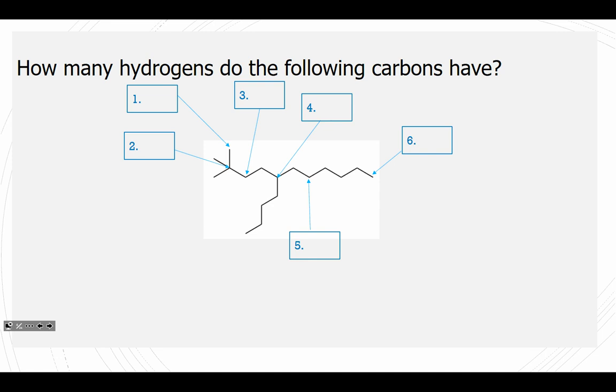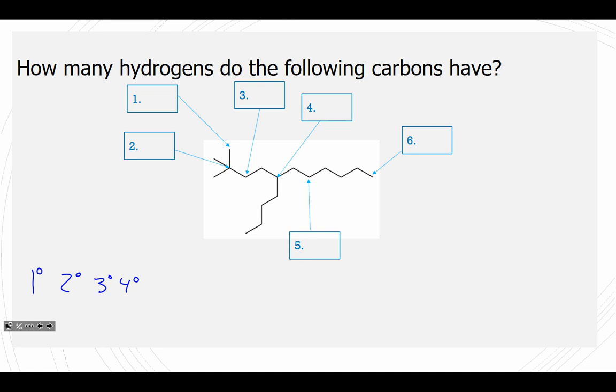Okay, so how many hydrogens do each of these have? And I want you to tell me if it's primary, secondary, tertiary, or quaternary. Remember, you're writing it like this for that. And that is going to be just outside the box. Inside the box, I want you to put how many hydrogens. Luke, you've got number 1. Noah, 2. Joshua, 3. Andre, 4. Calvin, 5. And Ben, 6.